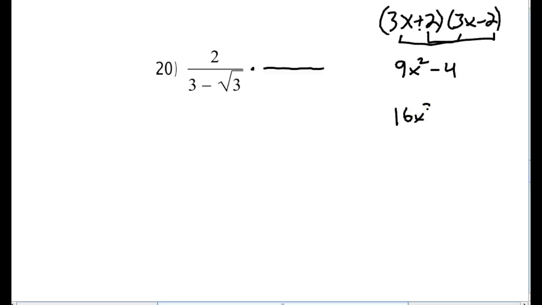If I had 16x squared minus 81, I didn't even need to use the box at all. I knew that, well, this is a perfect square, if subtraction, it's just going to be 4x and 4x to make 16x squared. It's going to be 9 and 9 to make 81, and then positive and negative to make the negative.